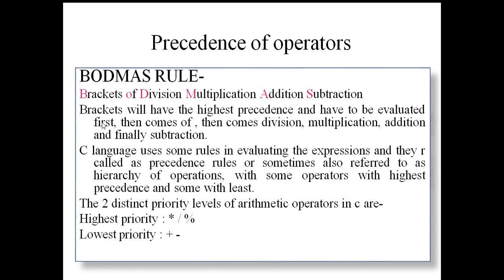The precedence of operators uses the BODMAS rule: brackets, of, division, multiplication, addition, and subtraction. So brackets have the highest precedence and have to be evaluated first. Then comes of, then division, multiplication, addition, and finally subtraction.